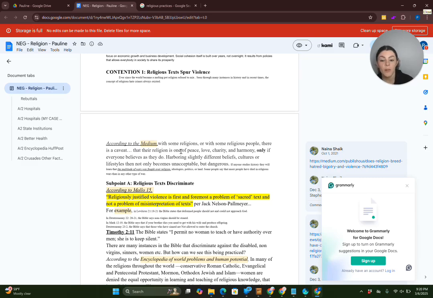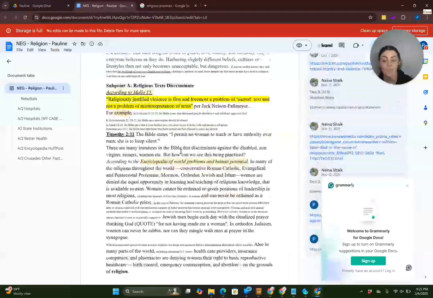Contention 1. Religious texts spur violence. According to the Medium, with some religions or some religious people, there is a caveat that their religion is one of peace, love, charity, and harmony, only if everyone believes as they do. Harboring slightly different beliefs, cultures, or lifestyles then not only becomes unacceptable, but dangerous. Subpoint A. Religious texts discriminate. According to Mallow 15, religiously justified violence is first and foremost a problem of sacred texts and not a problem of misinterpretation of texts, per Jack Nelson-Pallmeyer.